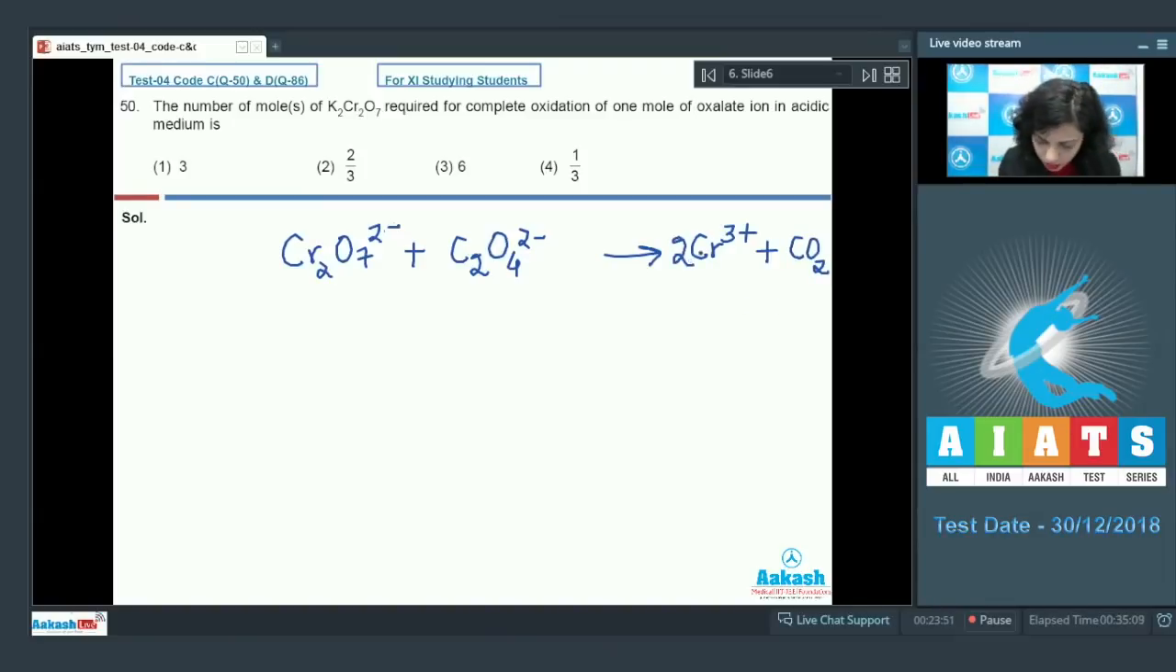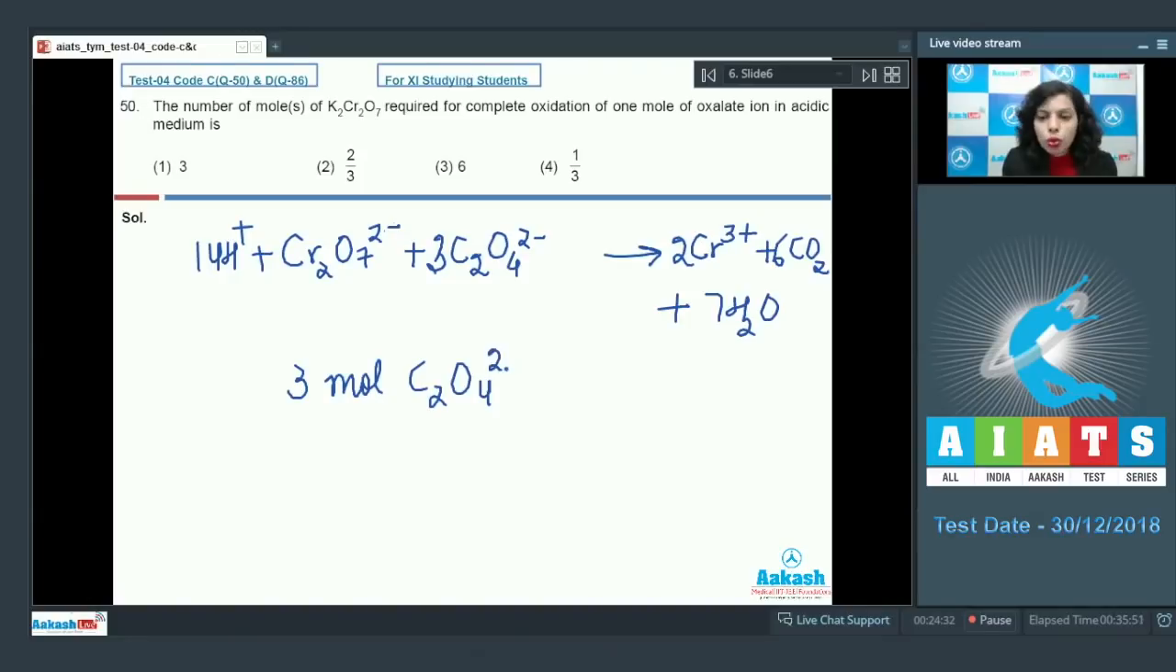So let's balance this. This would be 7H2O at this side, 14H plus. Along with that, you have to just multiply 3 here. And this would be 6CO2. So this is the balanced chemical equation that you need here. And with the help of this, you can even identify that 3 mole of this C2O4 2 negative requires 1 mole of dichromate ions.